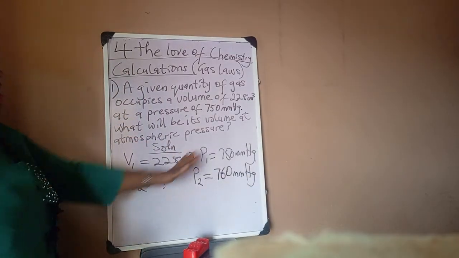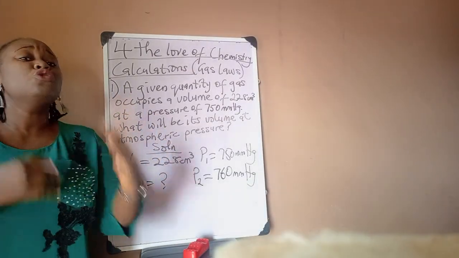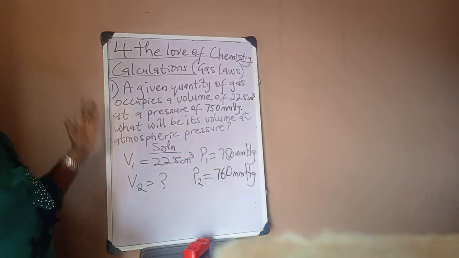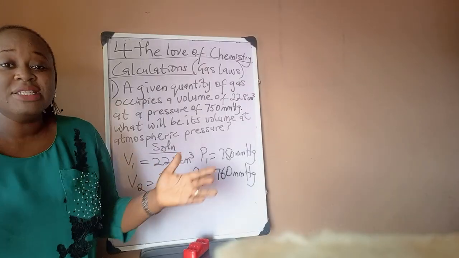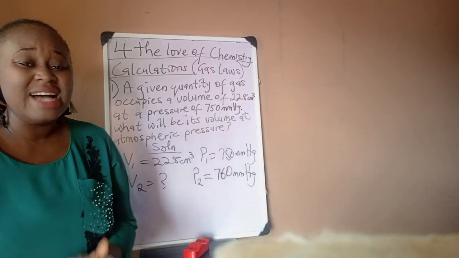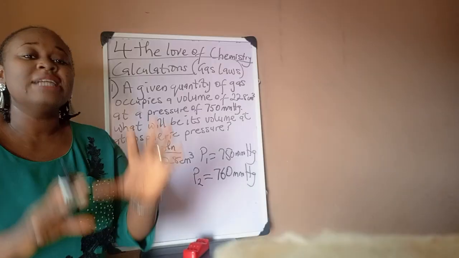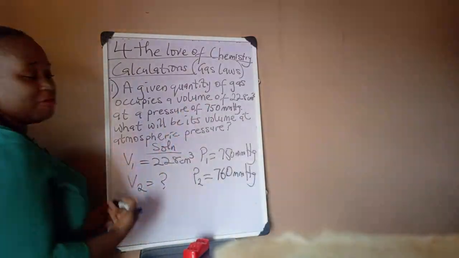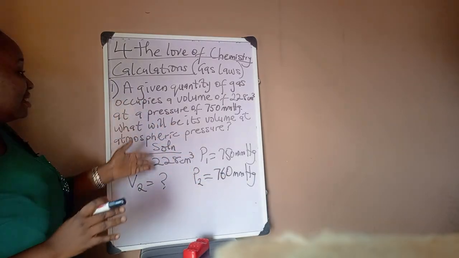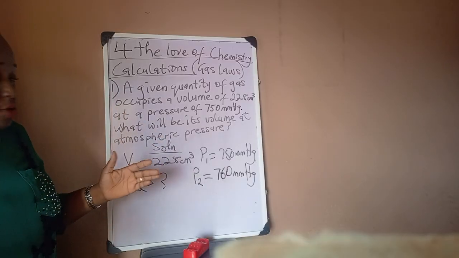So now that we've listed all the parameters, this will give us an idea of the particular law involved. When we have pressure and volume, the law here is Boyle's law. And Boyle's law states that the volume of a given mass of a gas is inversely proportional to its pressure at constant temperature. Here we don't have temperature, we have just the volume and the pressure, which shows that temperature in this case is constant. It wasn't mentioned, so we assume that it is constant.